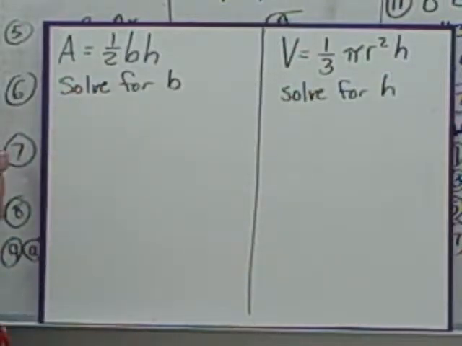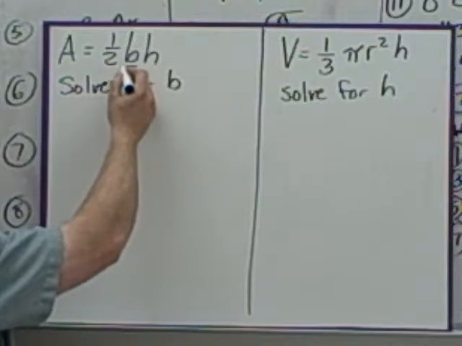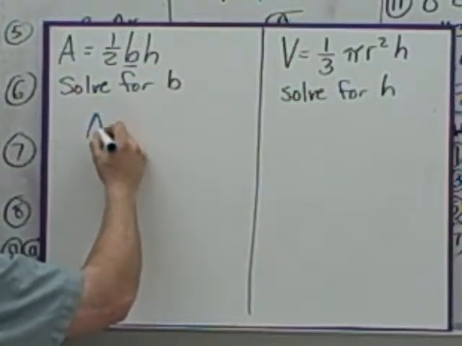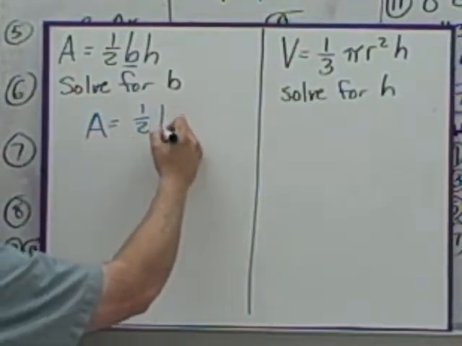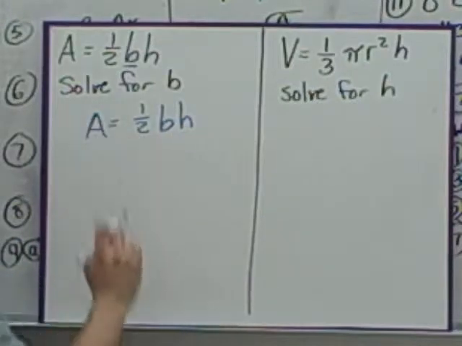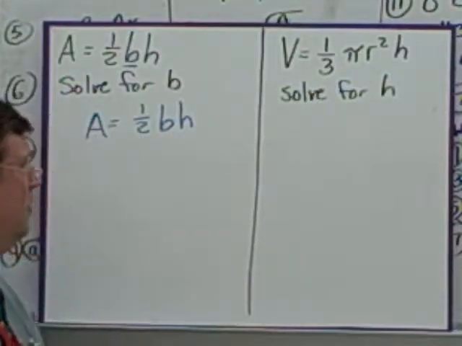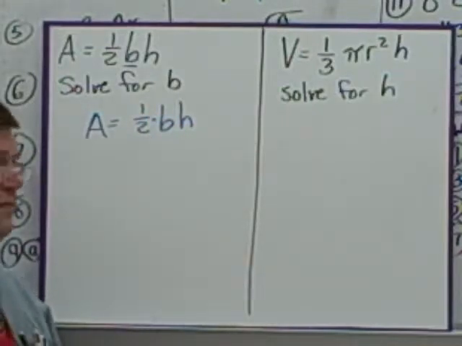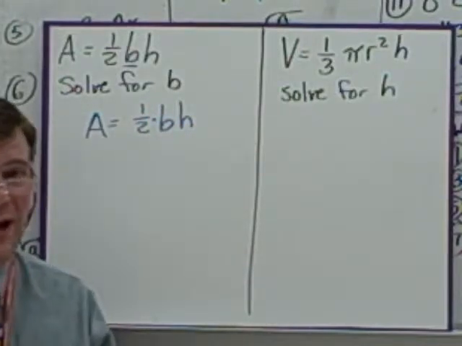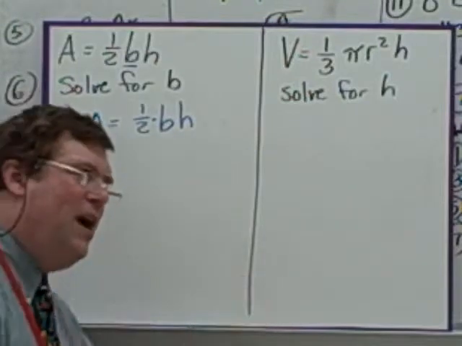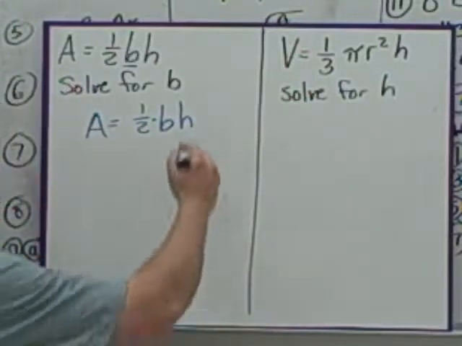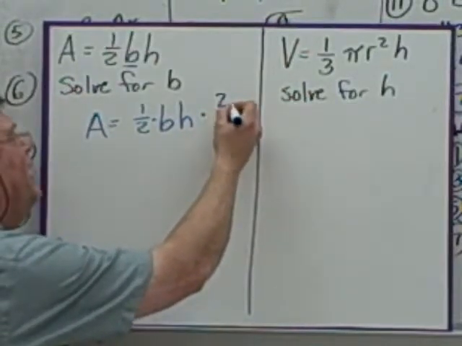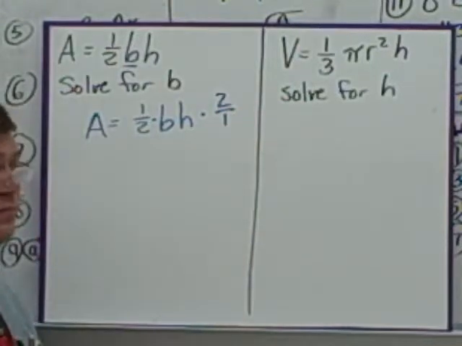Area equals 1/2 base times height. That's the formula for the area of a triangle. Let's say we're asked to solve for the base on that one, which means we want b to be alone. So we have a equals 1/2 base times height. I'd like to get rid of that half first. And that is 1/2 times b, which means I should technically be dividing by a half. But you never divide by a fraction. Instead, you multiply by its reciprocal.